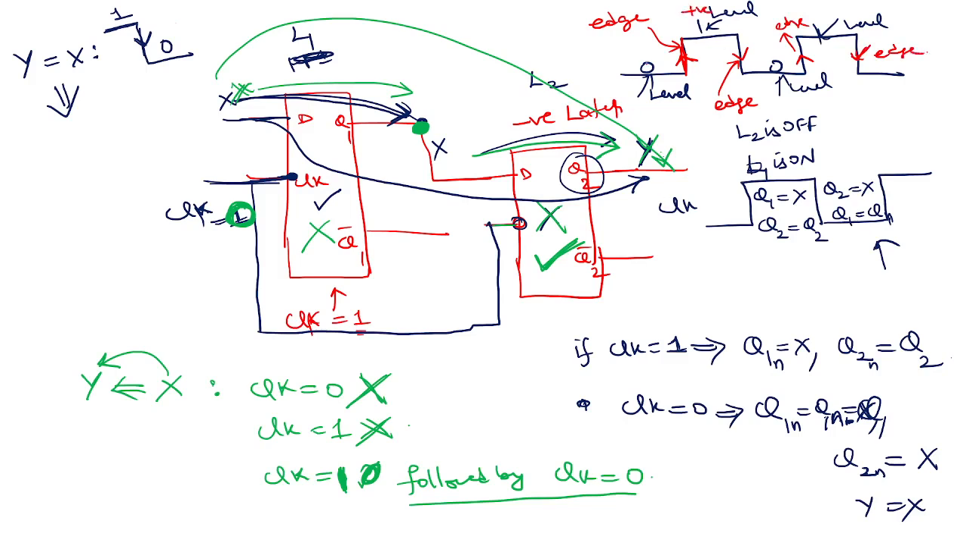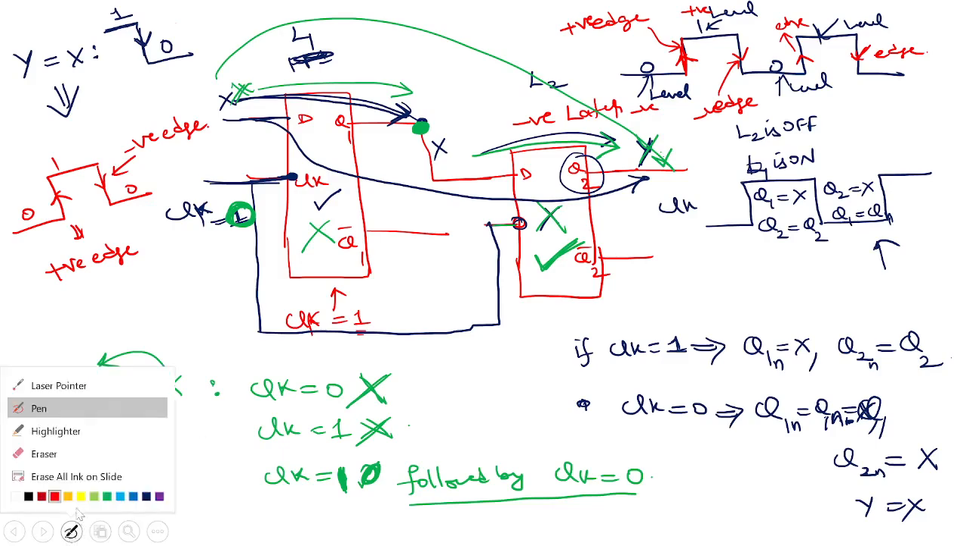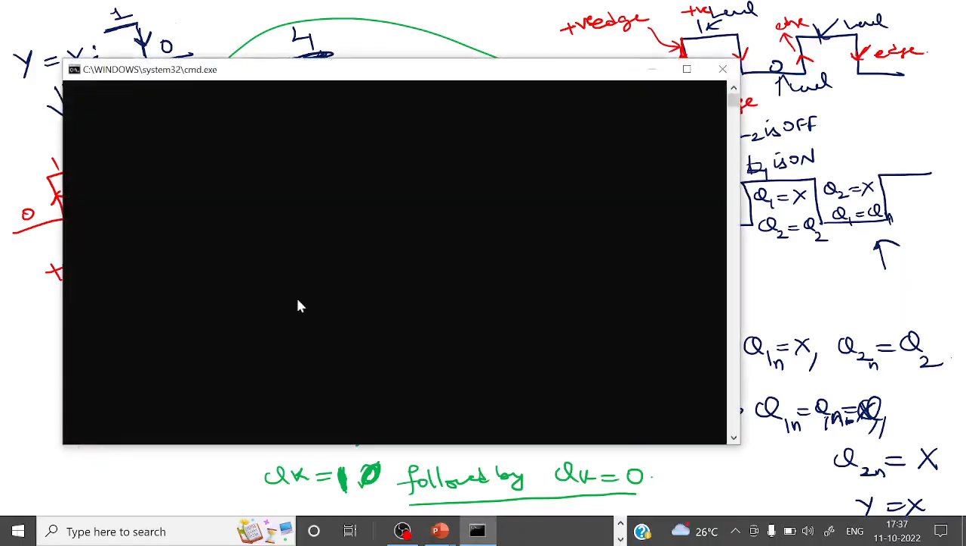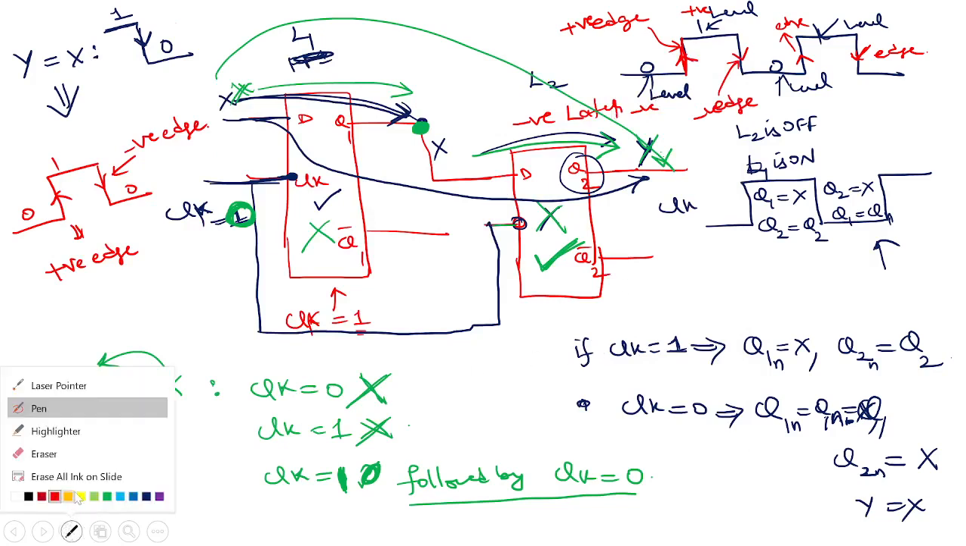Now we have positive level, negative level. You have positive edge, negative edge, right? If the edge is rising from 0 to 1, very simple, this is called a positive edge. If the edge is falling from 1 to 0, this is called a negative edge. Now, based on our discussion, can you tell me what is the type of the sensitivity? Is it positive edge sensitive or negative edge sensitive?